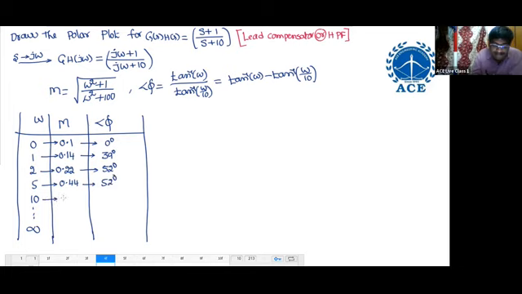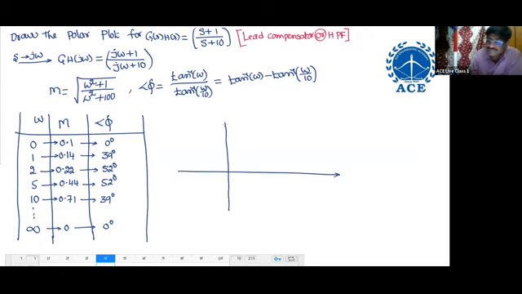Omega 10: 0.71, and 39 degrees. Omega infinity: the magnitude is 1, and the angle is tan inverse infinity, which is 90, minus 90 from the denominator term, giving 0. So now draw the polar plot.